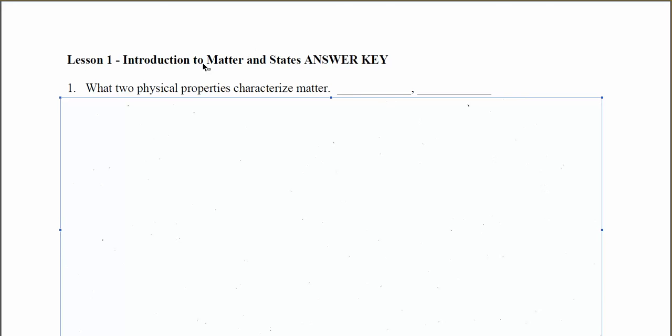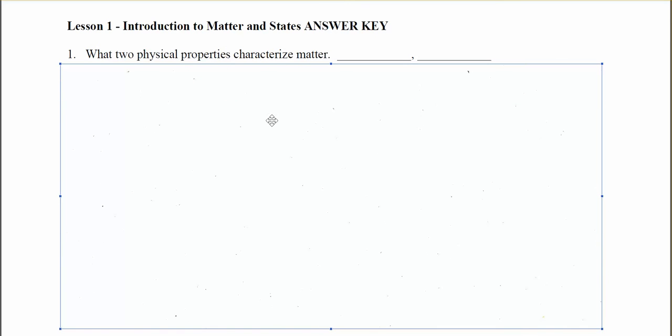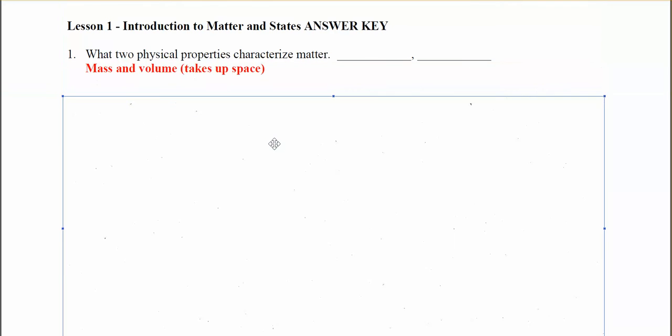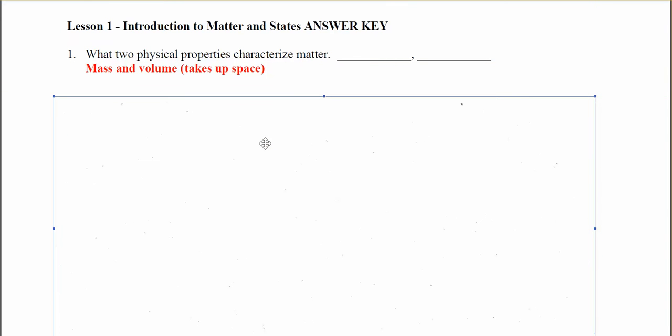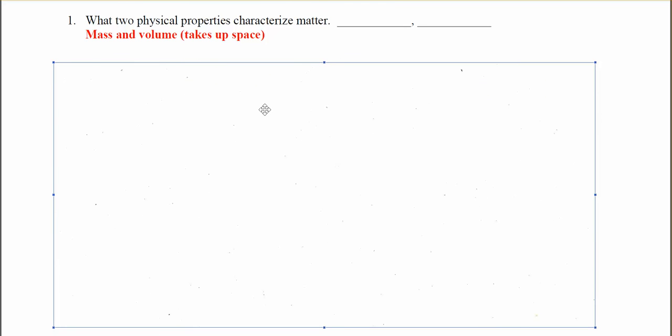So lesson one, Introduction to Matter and States. Here are the questions. What are two physical properties that characterize matter? I'm gonna reveal these answers as we go down here. The two physical properties that characterize matter are mass and volume. Matter has a mass and it takes up space. That's what we mean by properties of matter. It's always going to have a mass and a volume, no matter if it's gas, liquid, solid, whatever. That's what matters here. There's so many matter jokes, I'll try not to make too many.